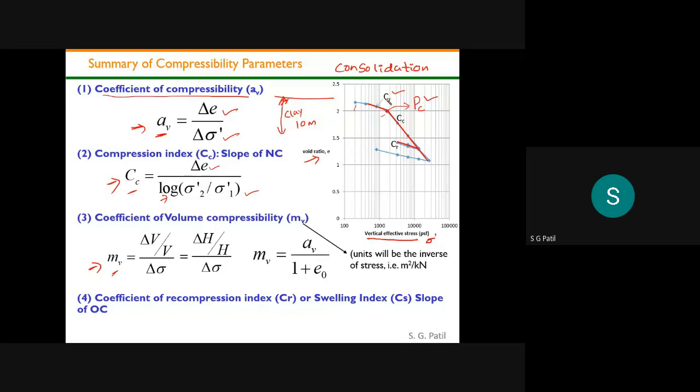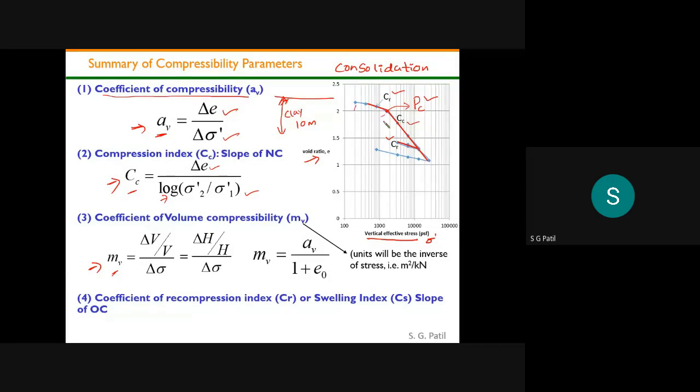The slope of this portion of the curve is CR, called the recompression curve, and the slope of this portion of the curve is called CC. CC is nothing but the compression index, and this is the recompression index, or swelling index also you can call. Up to this point I keep on increasing my load. Then after reaching here, I will keep on removing the load. Once I start removing the load, it will swell, and then I will once again add the load. Then the curve follows like this. Again the slope of this line is called the recompression slope, or recompression index.